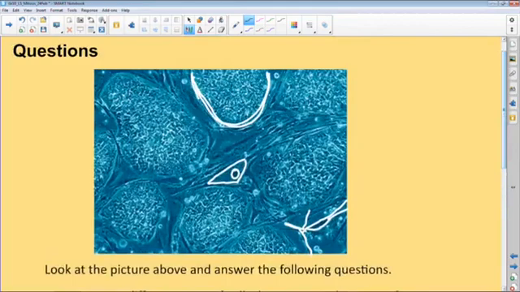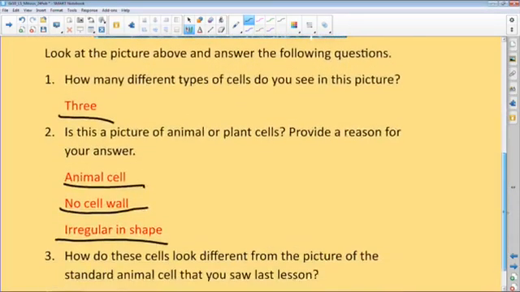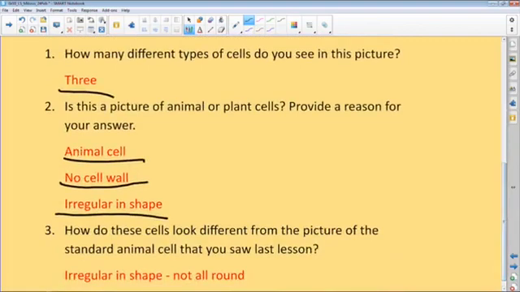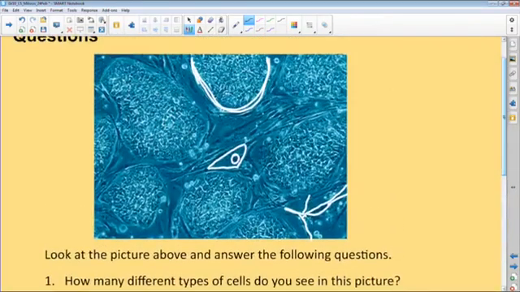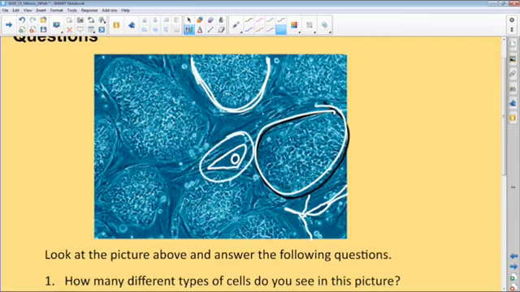Okay. Then you've got the last question that we looked at. How do these cells look different to last week's? Irregular in shape and not all round. Let's have a look. Here we've got this normal round shape that we're having a look at. There's the normal roundabout shape, the white shape, right? The problem is that you've got this one over here, which was your irregular. It's an irregular shape because it's fitting in there. Have a look at this.